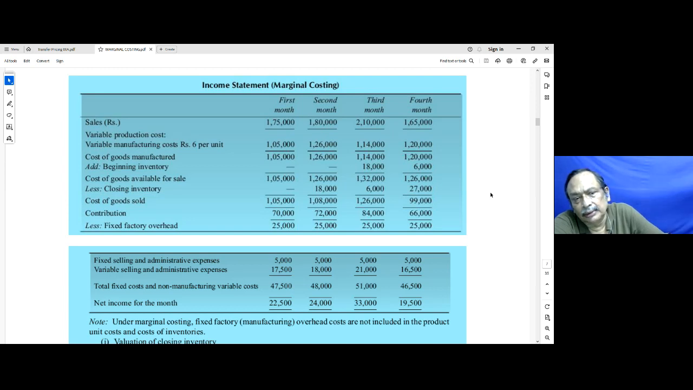Contribution, 66,000. Less factory overhead, 25,000. Fixed selling and administrative expenses, 5,000. Variable selling and administrative expenses, 16,000. So total fixed and non-manufacturing variable cost, 46,500. So net income for the month, we get 19,500.